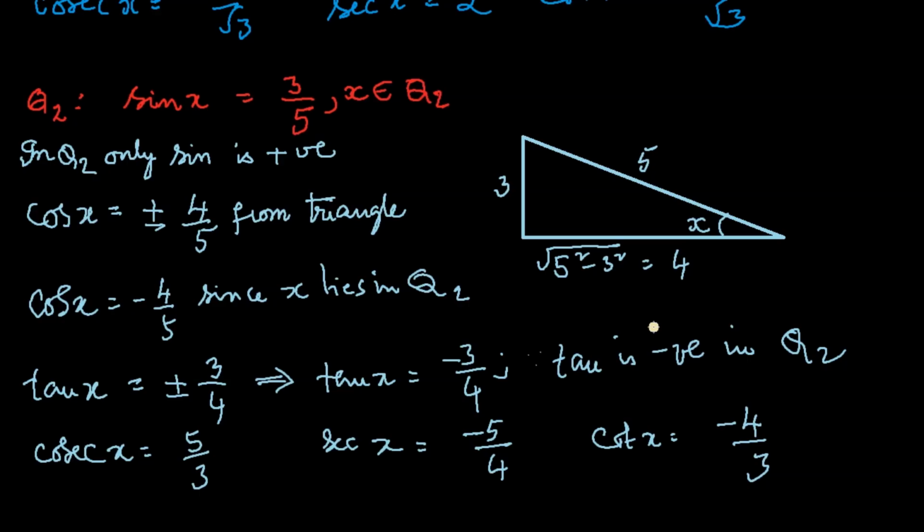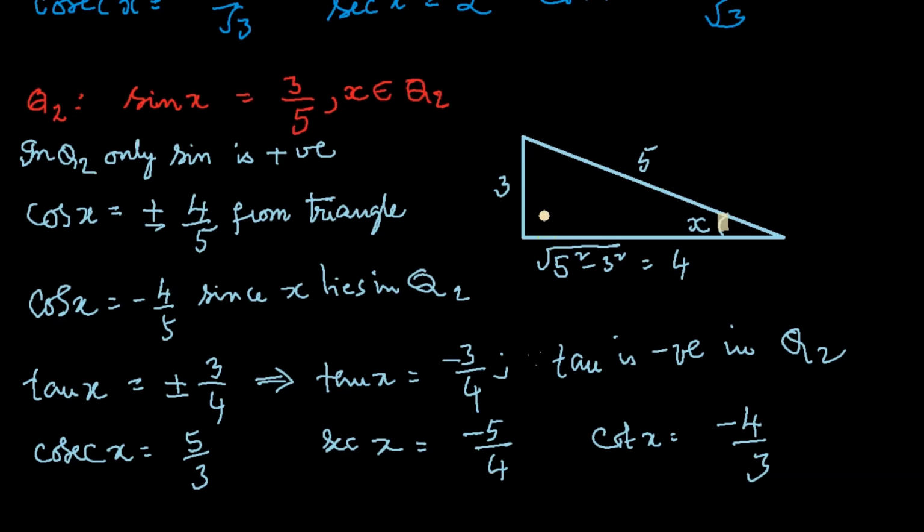Question number 2. Sin x is given as 3 by 5. X belongs to the second quadrant, Q2. In the second quadrant, only sin is positive. Cos is negative, tan is negative. So, first let us draw the triangle. Sin x, if this is x, opposite side by hypotenuse is 3 by 5. So this becomes 4. Now we have a 3, 4, 5 triangle here.